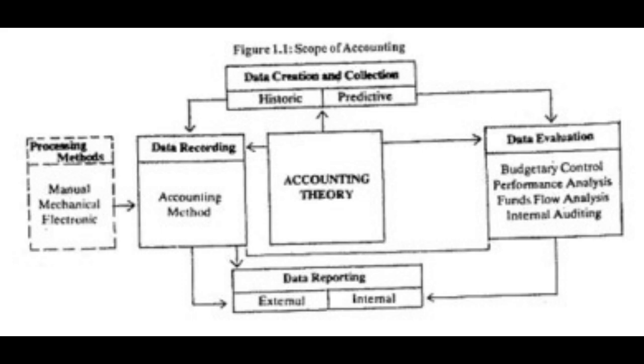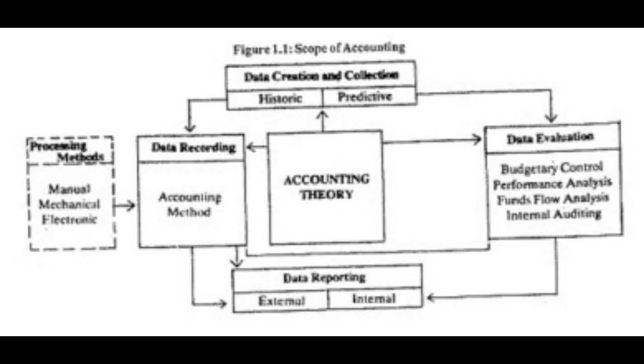The scope of accounting can be presented in a diagrammatic form as shown in Figure 1.1. Look at the screen. Data creation and collection is the area which provides raw material for accounting. The data collected is historic, in the sense that it refers to events which have already taken place. Earlier, accounting was largely concerned with what had happened, rather than making any attempt to predict and prepare for the future.